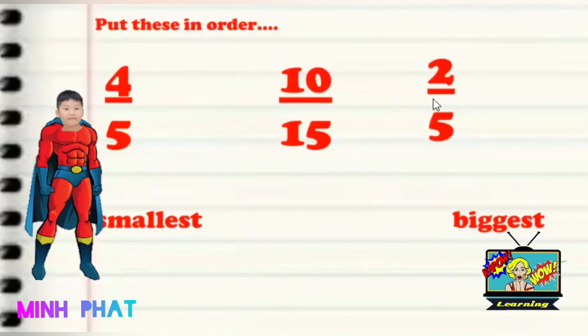We're going to try and order these fractions. We've got 4/5, 10/15, and 2/5. We've got to go from smallest to biggest. So what do we need to do first? We need to look at the numbers to see if they are bigger than the others. Yeah, so we've got 5, 15, and 5.